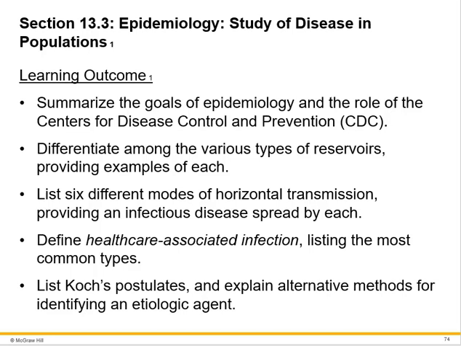So this last section, the epidemiology, is a study of disease in population, and we'll look at what is epidemiology, what are the goals, differentiate among the various types of reservoirs, providing examples of each, and then differentiate between the 6 different modes of horizontal transmission and hospital-acquired infection, listing the most common types, and list the Koch's postulates and explain alternative methods for identifying the etiologic agent.